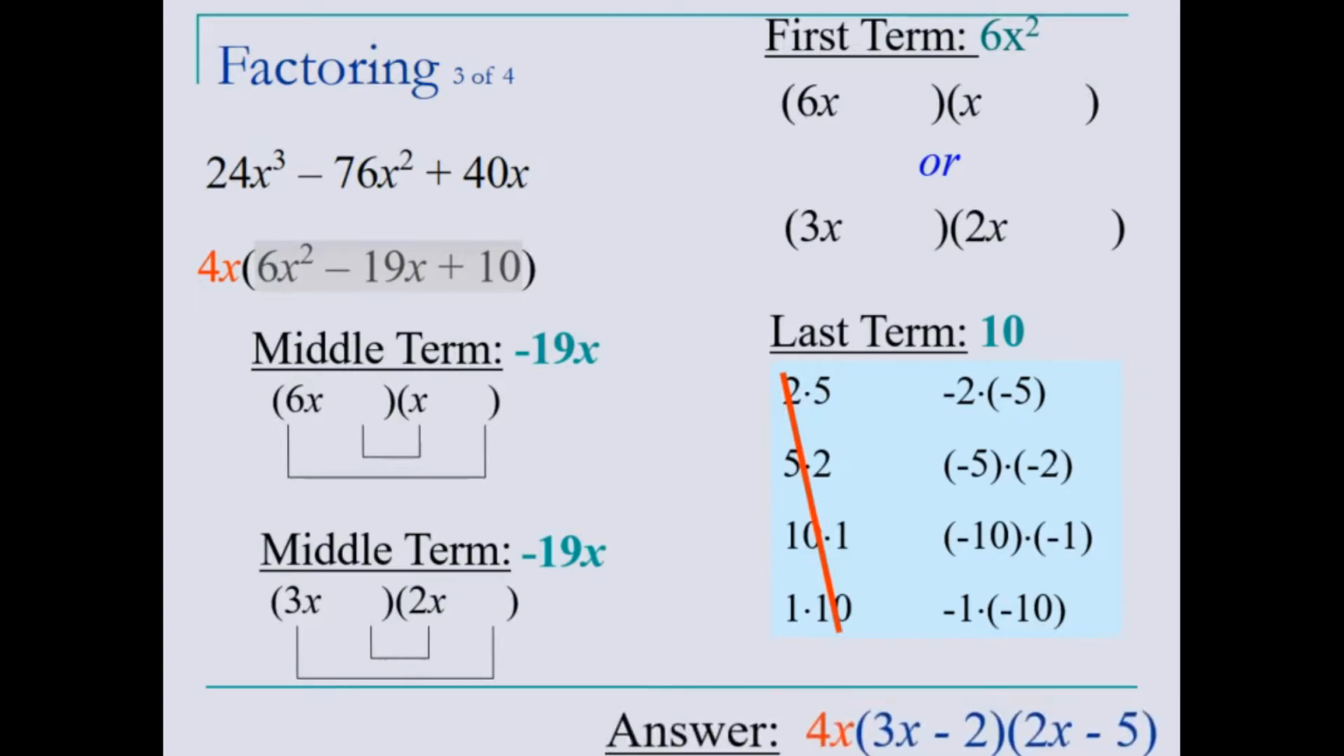Plugging in the values and testing them, it ends up being 3x and 2x as our first terms, and the factor pair of negative 2 and negative 5. Multiplying here, we have a negative 4x for the inner. Our outer is a negative 15x, which does add up to be the negative 19x.